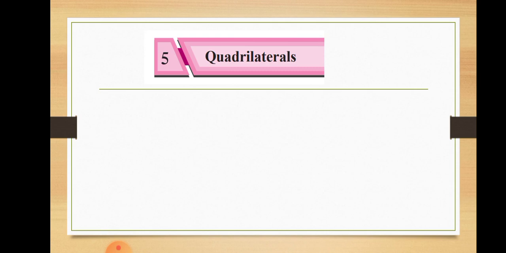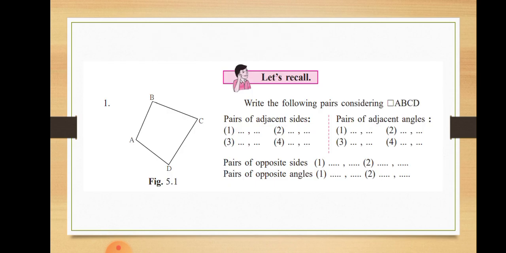So here we are going to recall the parts. A four-sided closed figure is known as a quadrilateral. Quadra means 4. Now, types of quadrilateral: you have already solved the given activities on the adjacent sides, adjacent angles, opposite sides and opposite angles of a quadrilateral. Now what are the different types of quadrilaterals?